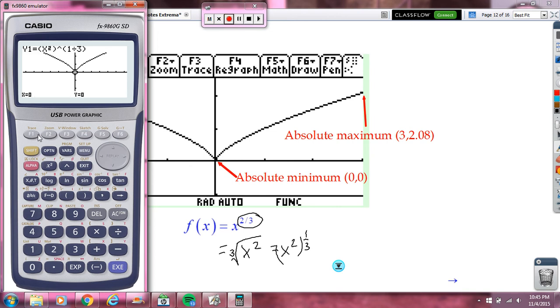The trace feature also allows you to see what y values go with particular x values. So if you were feeling kind of lazy and didn't want to plug into the function, you could graph it and then do the trace and see that the x value of -2 has a y value of 1.587. The x value of 0 has a y value of 0. And the other one we wanted to check out was 3, I think. So you could scroll over and see that the x value of 3 has a y value of 2.080. So that's the biggest one, that's the max. This is the smallest one, that's the min.